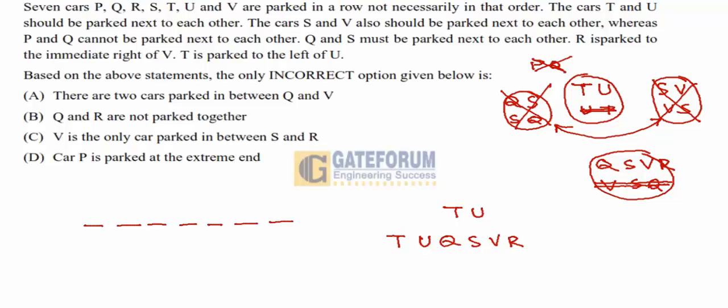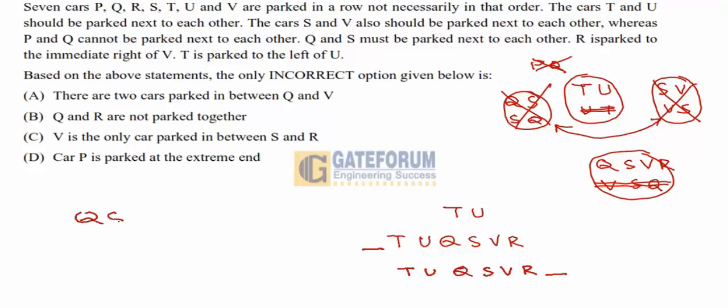Let us not do this. This is not necessary. So you see there must be one more gap. So where can P sit? Obviously P can sit here, or else P can sit here also. There can be other combinations like QSVR and maybe TU. If such is the combination, then P can only sit here because P will not sit beside Q. There could have been another combination as well: QSVR, a gap and TU. So in that case, P could have sat there. So all of these cases are correct.